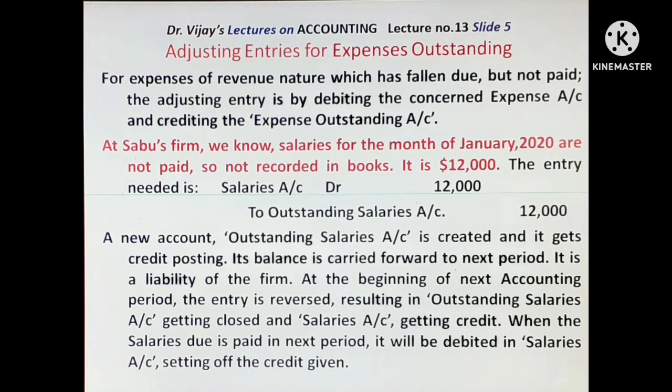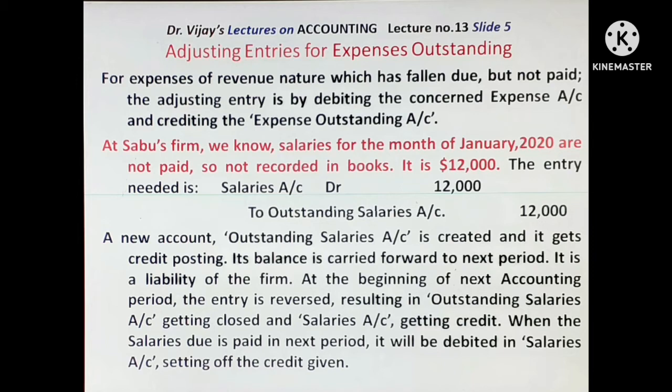Suppose you are preparing final accounts for a firm for the year 2020. You have not paid salaries to your employees for the last month, December 2020. Then the salaries for December 2020 is an outstanding expenditure. For an expense or revenue of this nature, which has fallen due but not paid, the adjusting entry is by debiting the concerned expenditure account and crediting the expenditure outstanding account.